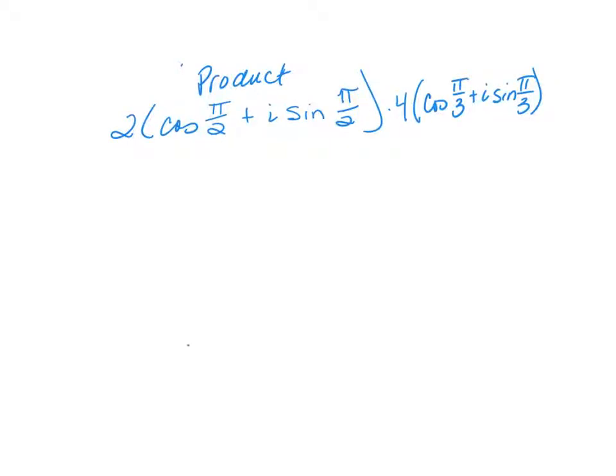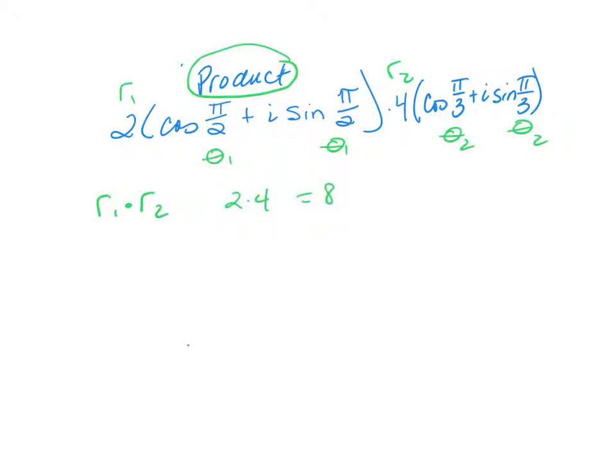The numbers on the outside of the parentheses are your R1 and R2. And the angles that they give you here are theta 1 and theta 2. So the first thing you're going to do is multiply R1 times R2, since this is a product. That gives you 8 because it's 2 times 4.